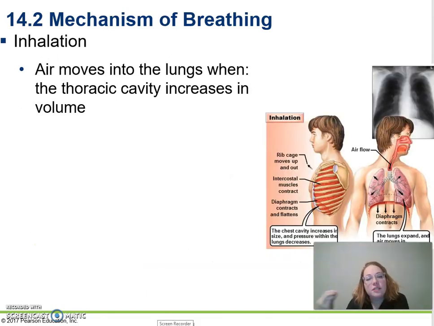So inhalation or inspiration, air moving in, is going to be based when there is a lower pressure in our lungs. And how you do that is you make the space bigger because volume and pressure are inversely related. That's Boyle's Law. So basically, the pressure times volume before equals the pressure times volume after. And so if you increase the pressure, the volume will decrease. Does that make sense? If you decrease the volume, the pressure will increase.